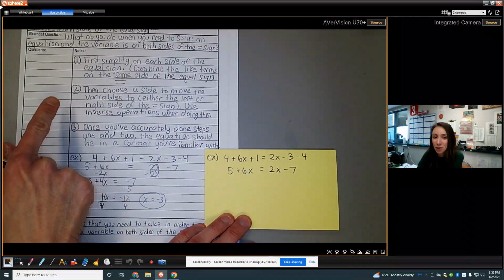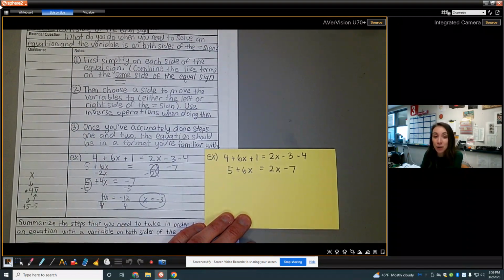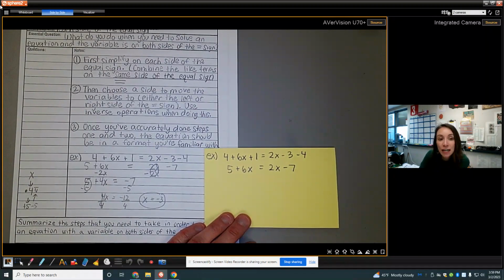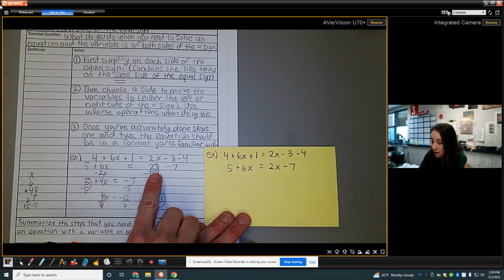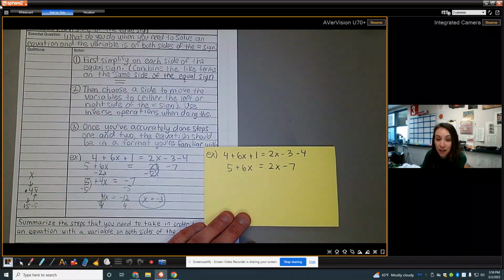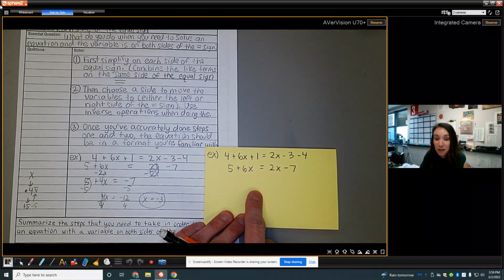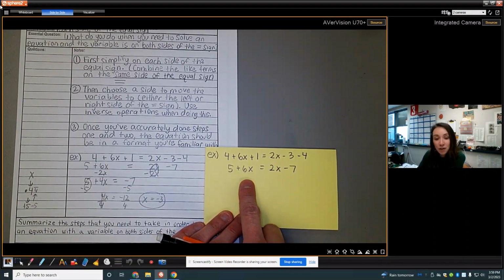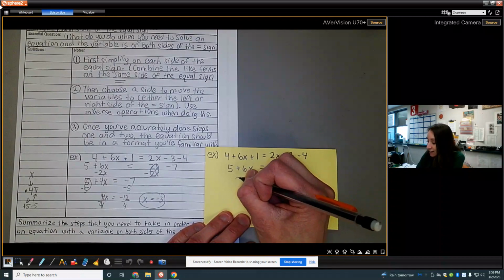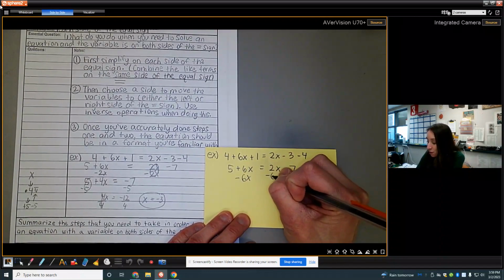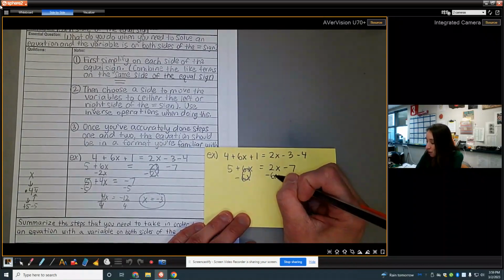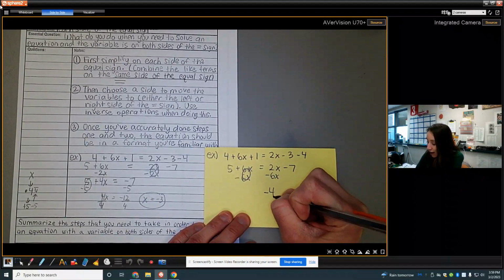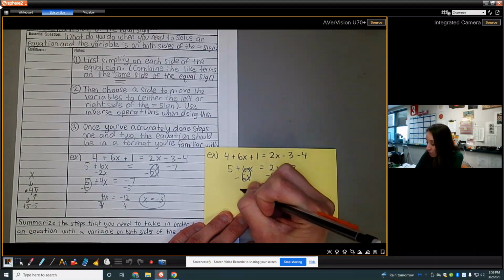Now, step 2 indicates that I've got to choose a side to move the variables to, either the left or the right side of the equal sign. Remember to use inverse operations when doing this. And in this example right here, you'll see that I moved the variables to the left side of the equal sign. Well, in this example, I'm going to move them to the right. The inverse operation of plus 6x is subtract 6x, and that's what you'll do to both sides of that equal sign. 6x take away 6x is 0. 2x take away 6x is negative 4x. And bring down the rest of your problem.